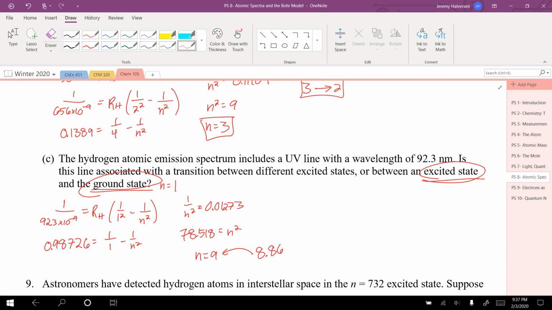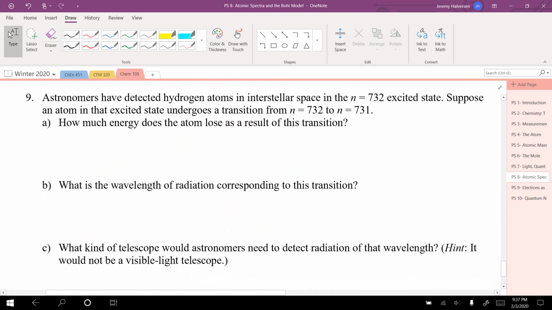All right, astronomers have detected hydrogen atoms in interstellar space with n equals 732. Why is it in space that they can get out that far? Well, it's because in space there aren't a lot of other atoms for those electrons to get attracted to when they get that so far away from their own nucleus. Suppose an atom in that excited state undergoes a transition from 732 to 731. How much energy does it lose?